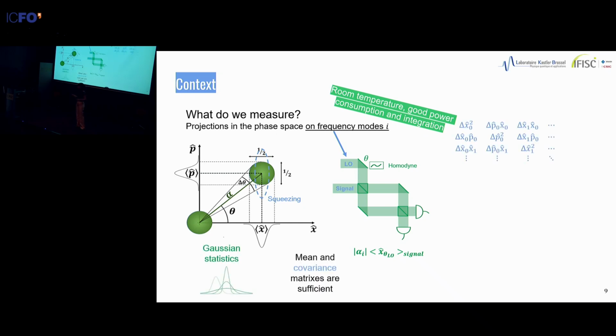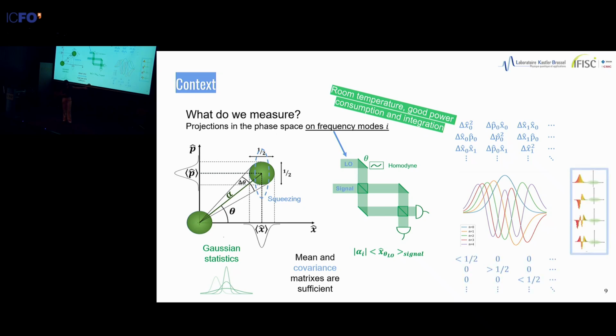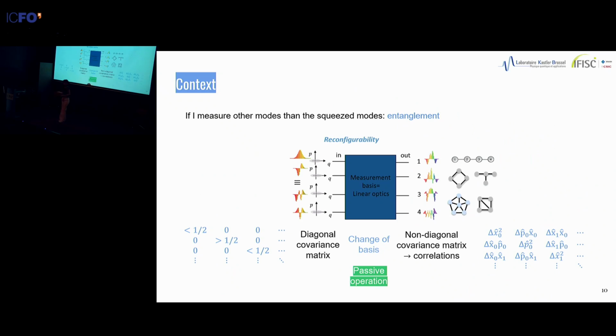Everything is Gaussian until now, meaning that we can just use mean and covariance to describe our states. And if we are in vacuum, only the covariance. This is the covariance matrix, the expression. And each small 1 or 0 is the mode that I'm measuring. If I measure in the right modes, my covariance matrix is just diagonal: squeezed, anti-squeezed, squeezed, anti-squeezed. What happens if I measure in another mode, in another basis than the squeezed basis?